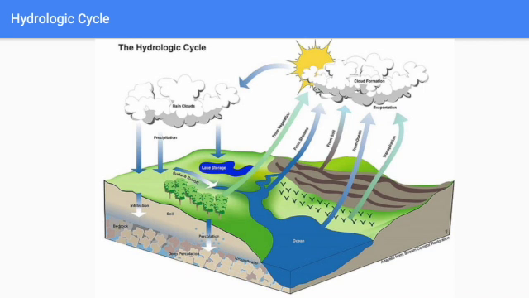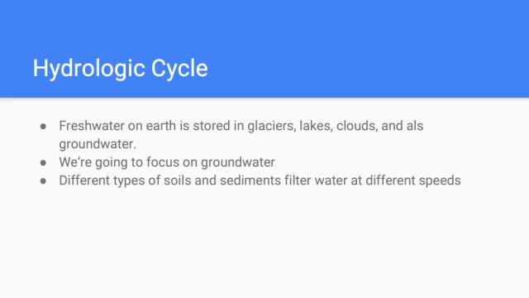In order to understand water percolation and soil permeability, we have to understand the hydrologic cycle, which starts with water coming down from the sky as rain, and when it reaches the earth, it flows through the ground into rivers, lakes, and oceans, or it can go into deep groundwater storage. Fresh water on Earth is stored in glaciers, lakes, clouds, and in groundwater. Today we're going to focus mostly on groundwater.